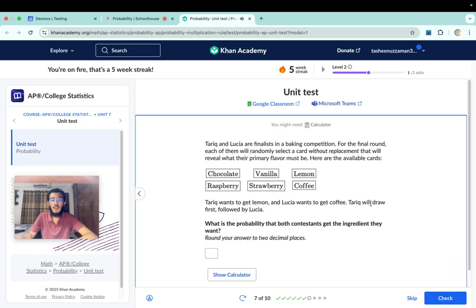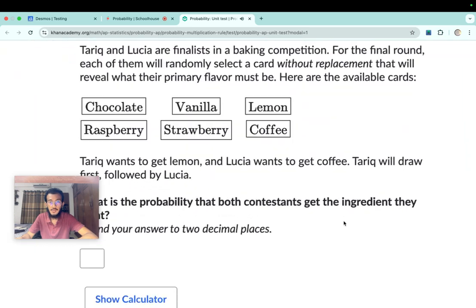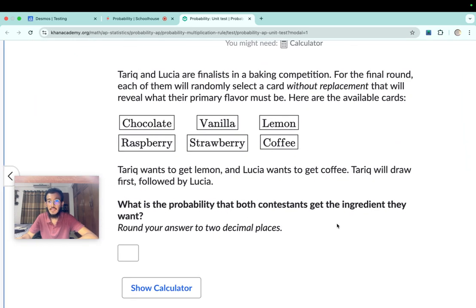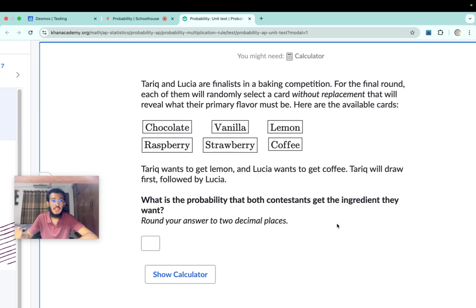Yep. All right. Tariq and Lucia are finalists in a baking competition. For the final round, each of them will randomly select a card without replacement that will reveal what their primary flavor must be. Here are the available cards. Chocolate. Okay, so we have 6 cards. Tariq wants to get lemon, and Lucia wants to get coffee. Tariq will draw first, followed by Lucia. What is the probability that both contestants get the ingredient they want?